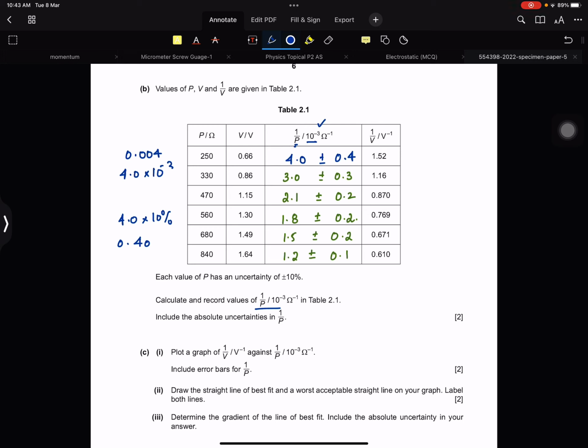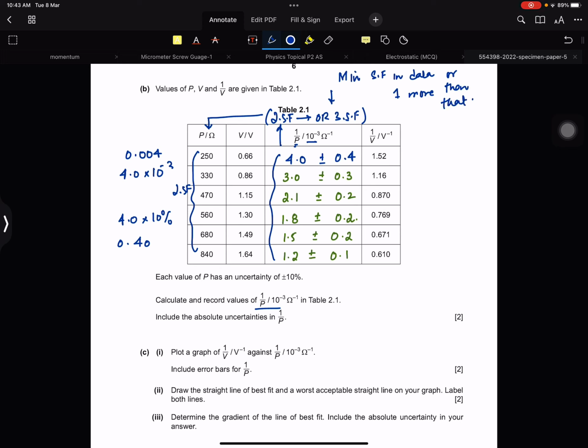One thing that you need to understand is that you might see that I've written all these values in 2 significant figures. You can write these values in either 2 or 3 significant figures. Why am I saying this? Because this depends on the values here. All these values are 2 significant figures, and that's how I know I have to write the minimum significant figures in my data or one more than that. Your answer should be the minimum significant figures in data or one more than that. So that's how you complete it.